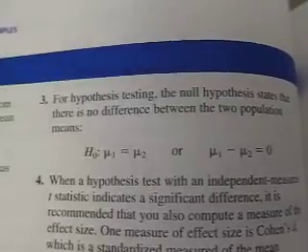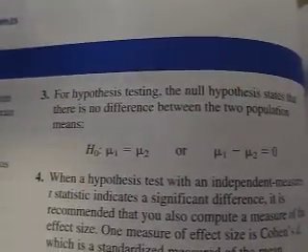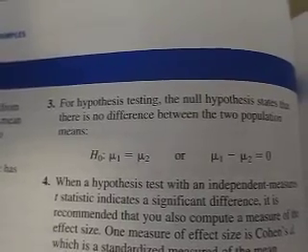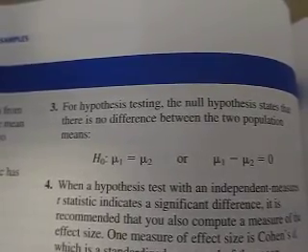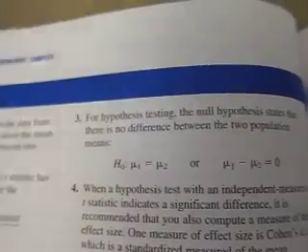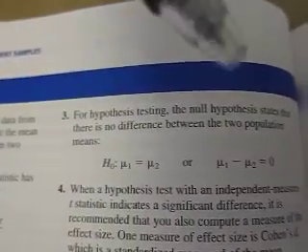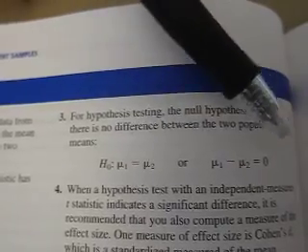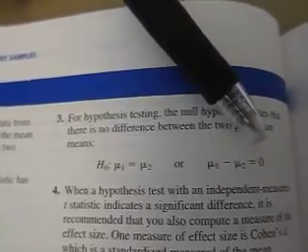Again, we touched on this in number 1. The independent t-test has a null hypothesis that the means are equal to each other. You would not necessarily have to have this. You could say a null hypothesis that the means differed by 5 or 10 or 12.